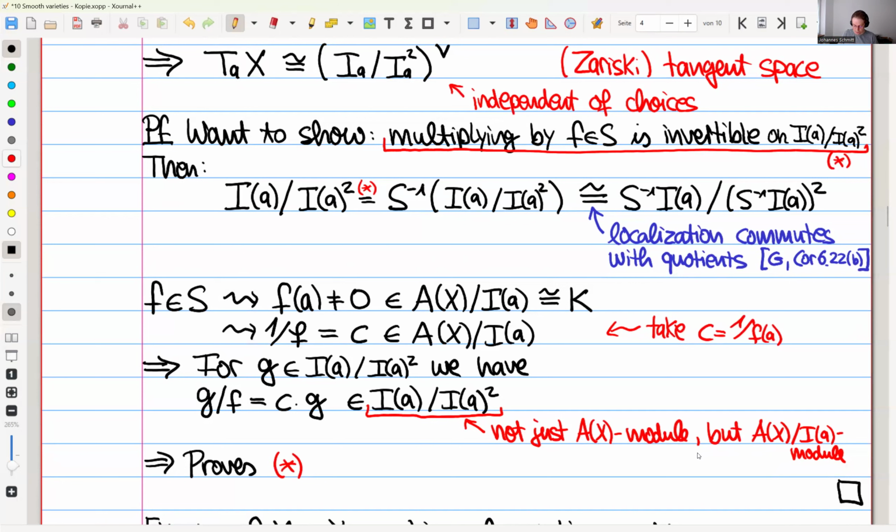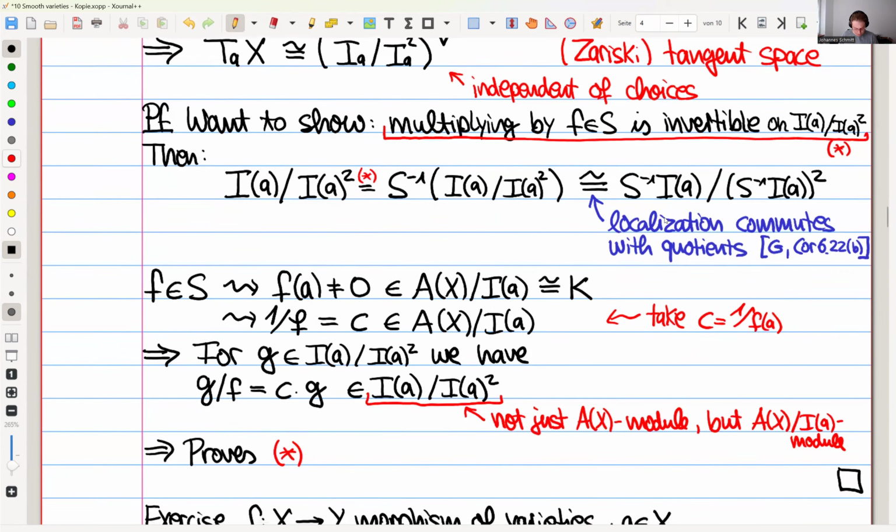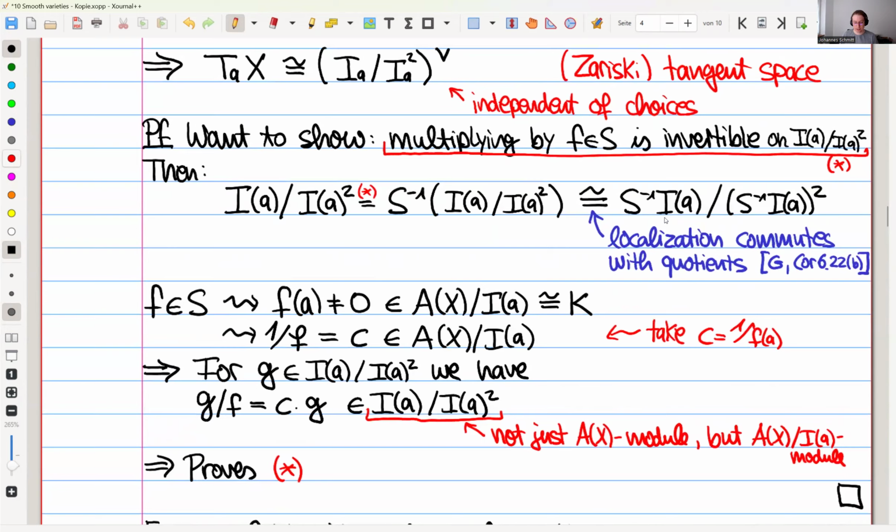Because if you have an element of I of A and you multiply with an element here, then you land in I of A squared, which you divided out. And so if you want, you can write this down for yourself, that if you have an element here, then you can write down a well-defined product independent of all choices. And so we can multiply by this C in here, and we get a well-defined element like this. And this proves this star, and as we have seen, the star was the ingredient that we needed to prove the corollary. And so this shows that we're done here. And so we have this intrinsic description.